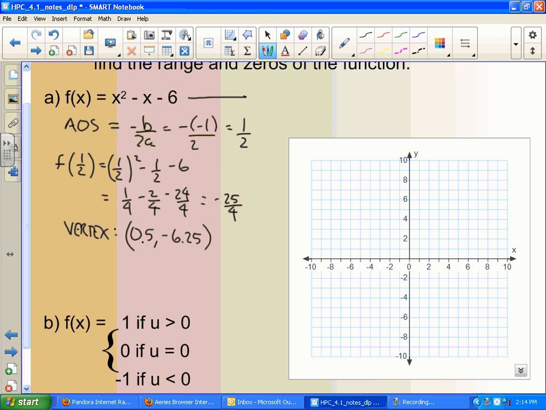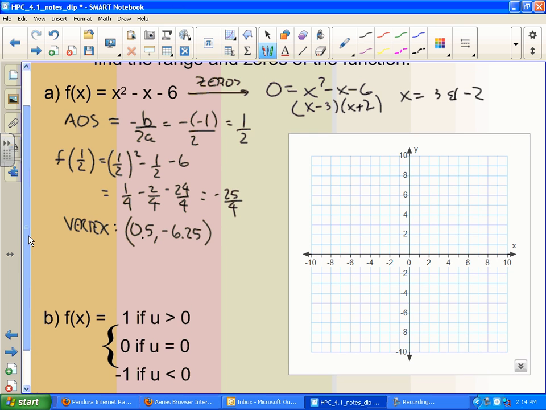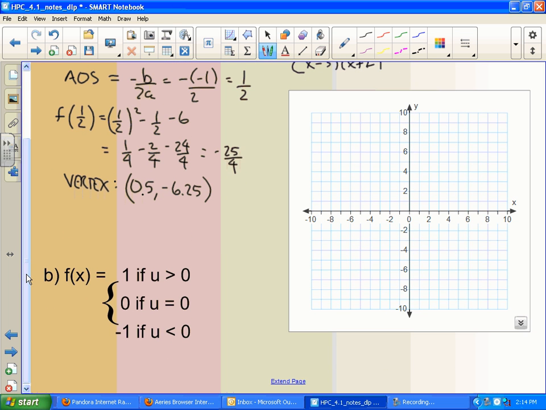The zeros, see, this should all be reviewed. X squared minus x minus 6, factor it: x minus 3, x plus 2. So my zeros are 3 and negative 2. And really, that's kind of all I need. I can do my parent function movements. There's no stretch or shrink factor in this. So once I'm at my vertex, I can go left 2, up 4, left 1, up 1, and so on. So 0.5 and negative 6.25.